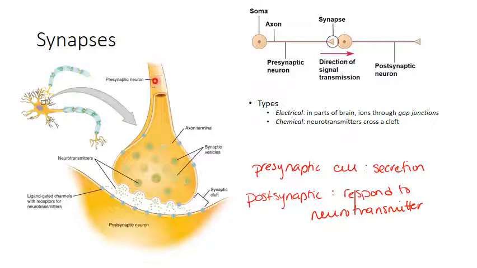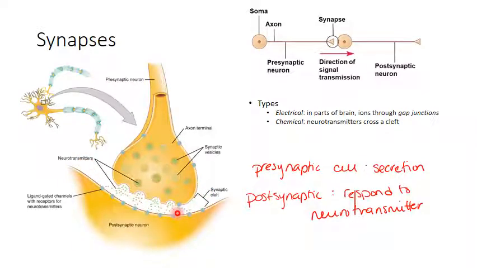So here, sort of zoomed in, is our presynaptic neuron. So this would be the axon. This is going to be the synaptic knob. Inside of the synaptic knob, we have our synaptic vesicles. Those are going to contain our neurotransmitters. Some of these synaptic vesicles are going to be sort of close to the end here, so that they can easily undergo exocytosis and secrete their neurotransmitters into our synaptic cleft.